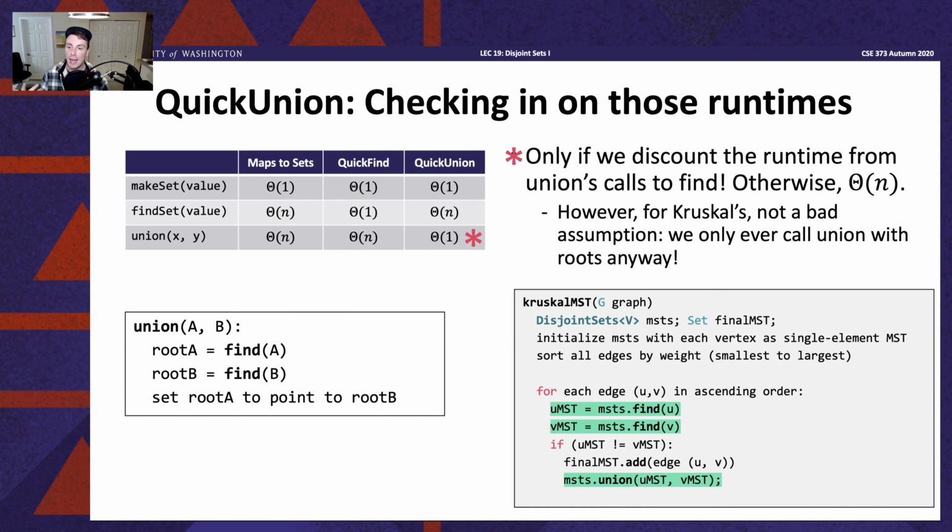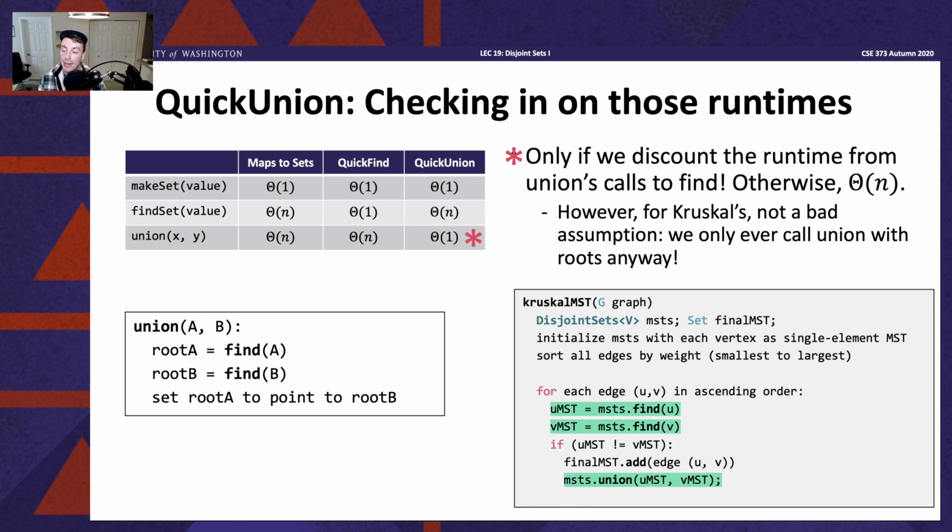So if we look at these runtimes now, if we're thinking about this quick union, the find set operation, now in the worst case, you have to start at the leaf node and go all the way up. And maybe we have this worst case linked list tree. We'll have O of n operations there.